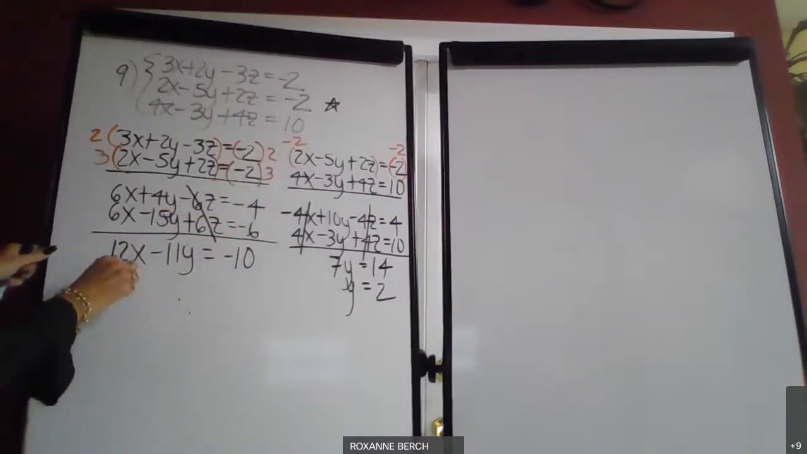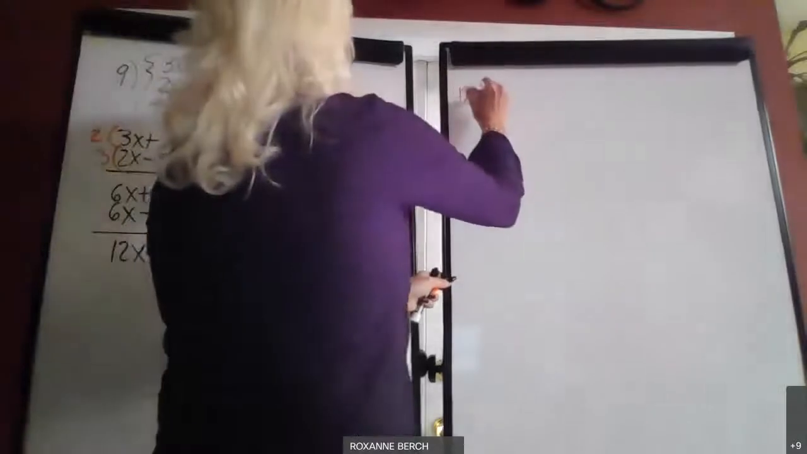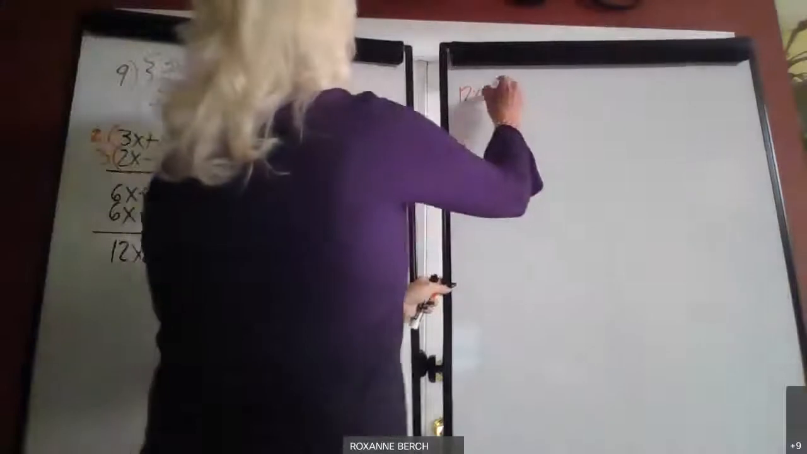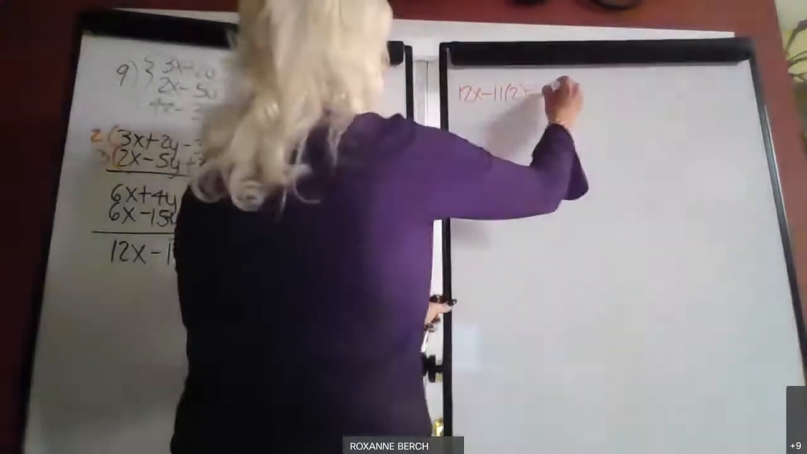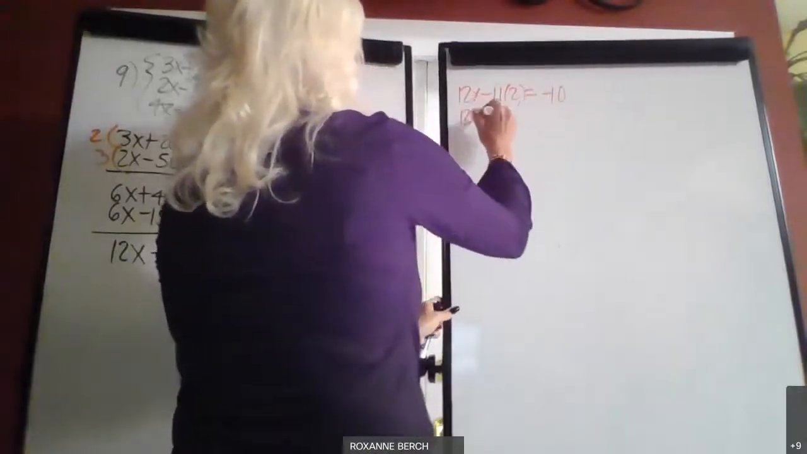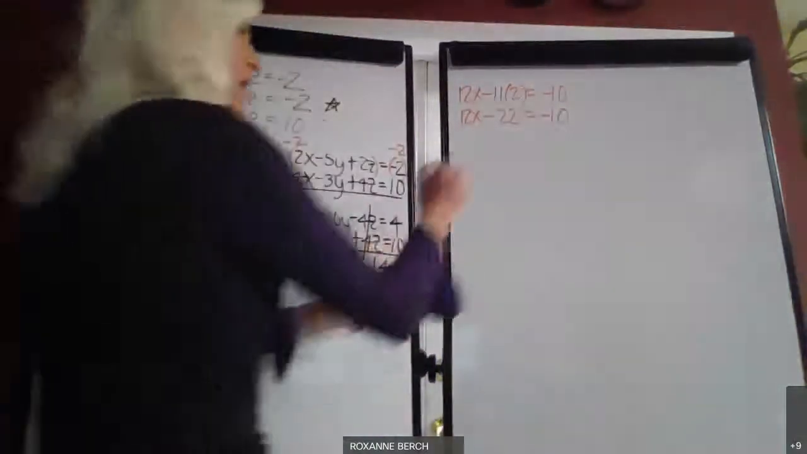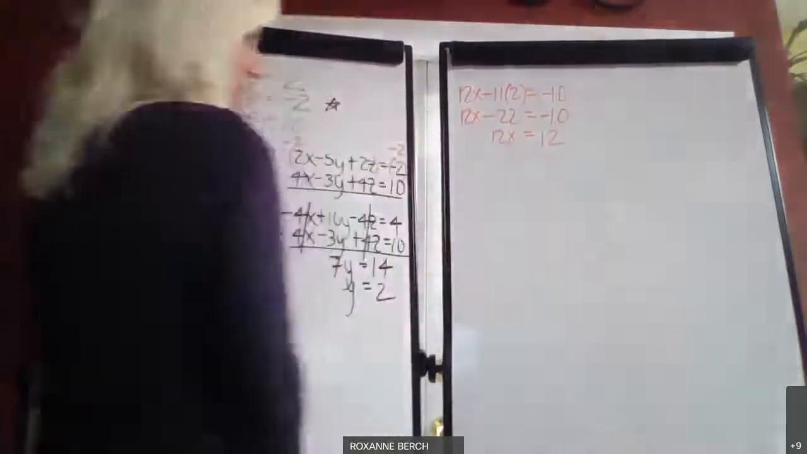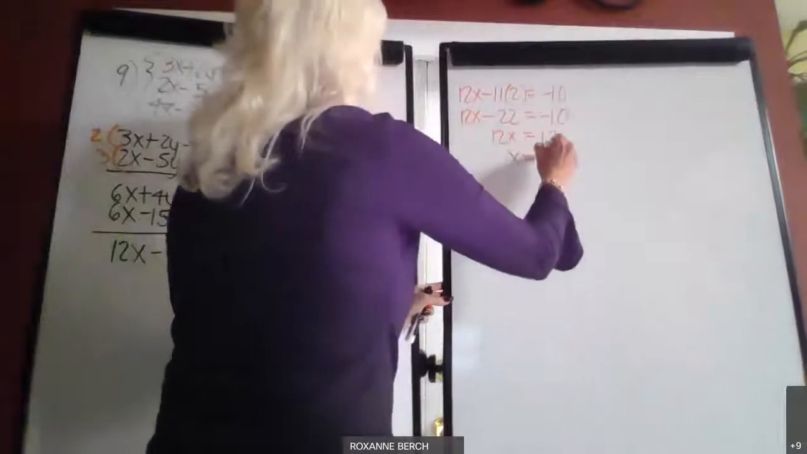So we're going to take this 12x. I'll write it over here. 12x minus 11 times 2 is equal to negative 10. So we have 12x minus 22 is equal to negative 10. And if you add 22, you get 12. So x is equal to 1.